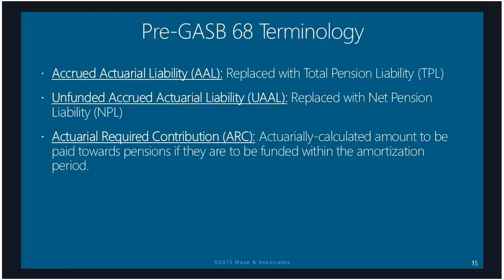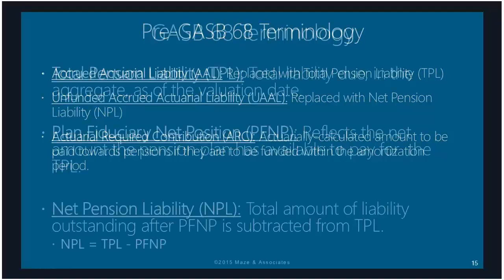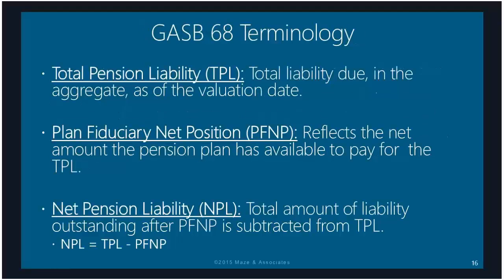Lastly, one of the bigger terms we want to touch on is the actuarially required contribution, the ARC. This is just the amount of money an actuary requires to be paid towards the pensions in a given period. That being said, and as we'll get to in a few slides, ARC used to be just your pension expense, whereas now the ARC is a component of pension expense. It's not the sole thing that you report as your pension expense.